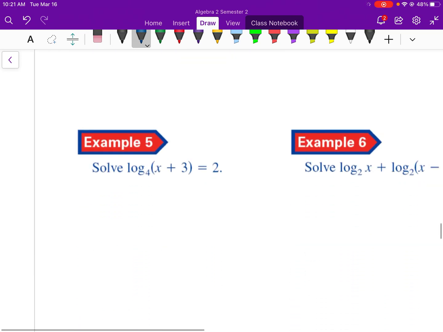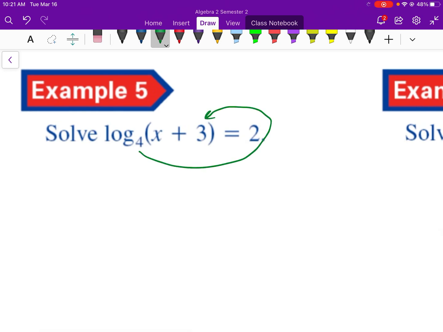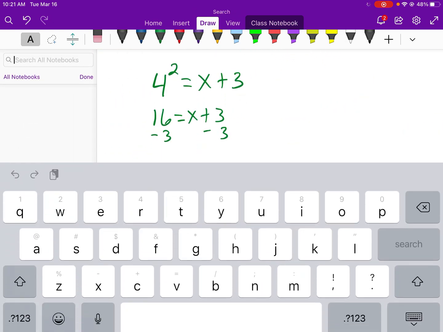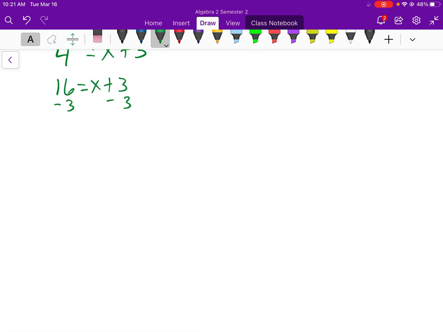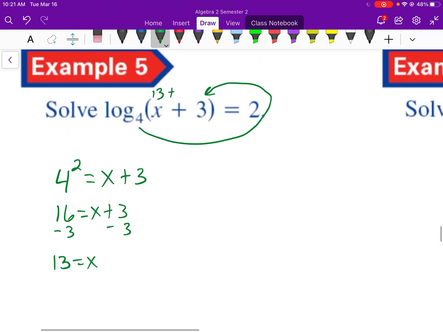All right, now, log functions: just like we did with the exponential functions, where we got the exponent by itself and rewrote, with the log functions, get the log by itself and rewrite. So if we rewrite, we get 4 squared is equal to the argument x plus 3. 4 squared is 16. Finally, subtracting that 3 over, we get 13 is equal to x. Plugging that in, 13 plus 3 is 16. Log base 4 of 16 is equal to 2 because 4 squared is 16. So we are good on that equation.